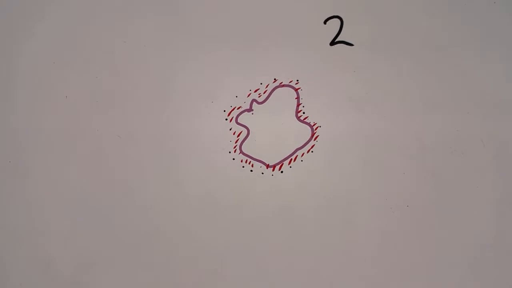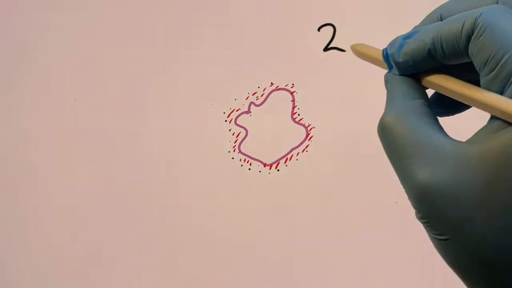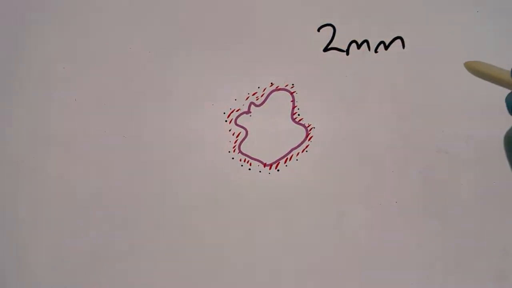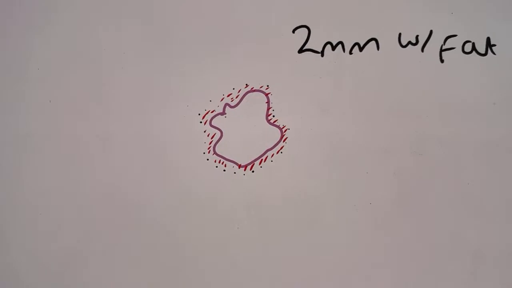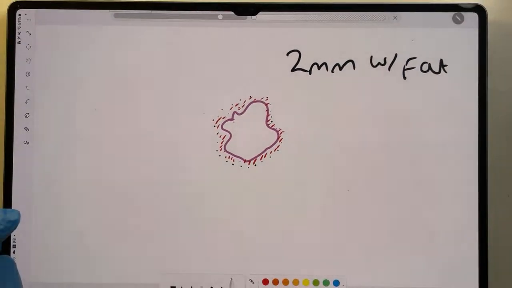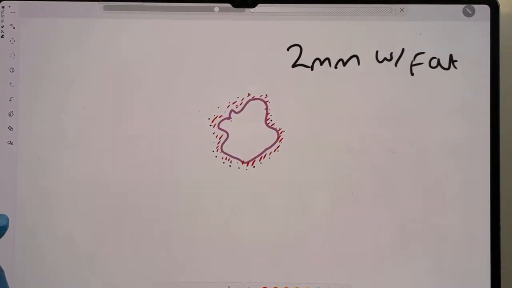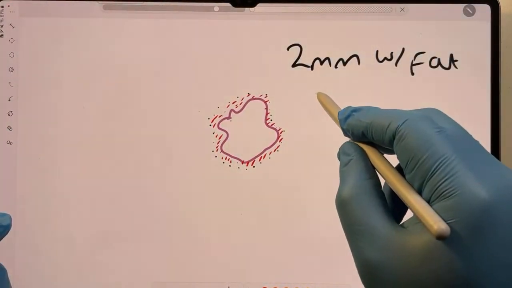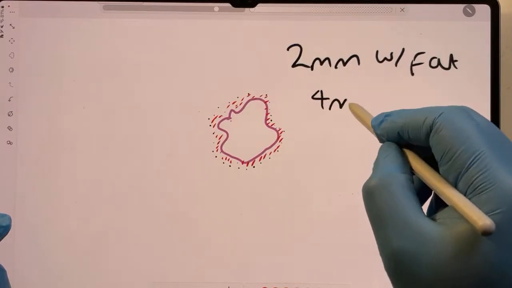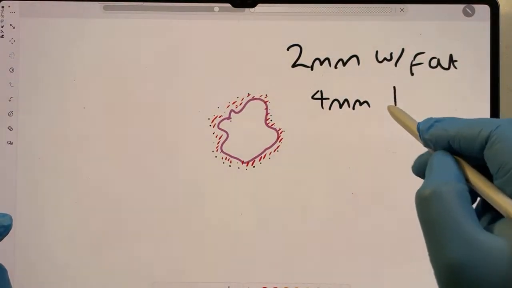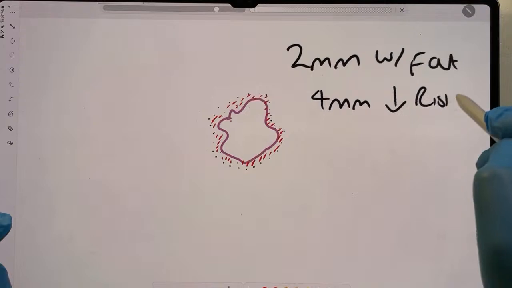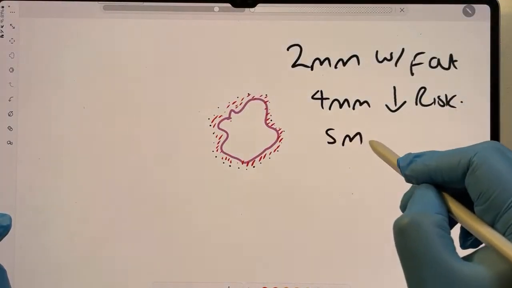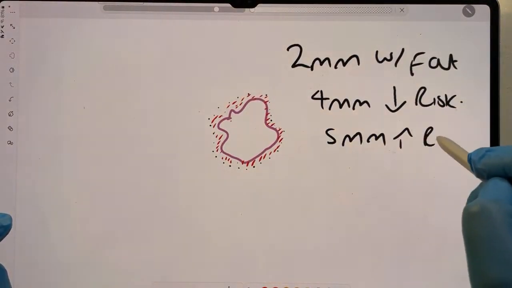All diagnostic biopsies are a, let's zoom out a little bit, they're a 2mm margin with a cuff of fat. That's for diagnostic biopsies. If you're doing a therapeutic excision and it's a BCC, we say it's 4mm for low risk and 5mm for high risk.